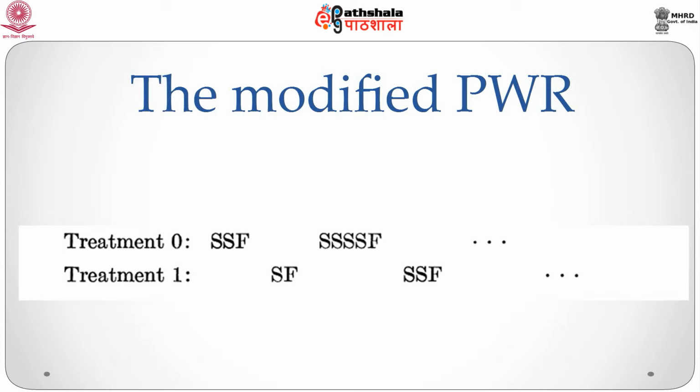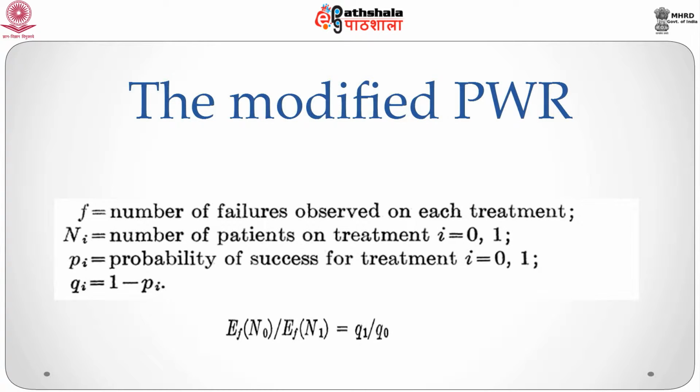However, for the third patient we observe a failure, and at this point we switch to treatment 1 and observe S and F. Note that the moment we observe an F on either of the treatments, we make a switch in treatment allocation. The modified PWR can be seen to be desirable in the sense that if we define N1 as the number of patients on treatment 1 and N0 as the number of patients on treatment 0, then the ratio of the expectation of N0 to the expectation of N1 is equal to Q1 by Q0, where Q1 and Q0 are the corresponding probabilities of failure for the treatments. And hence, in this sense, the modified PWR allocates more patients to the better treatment.